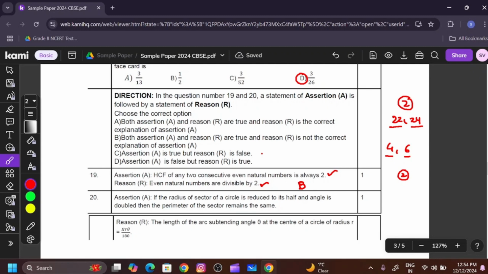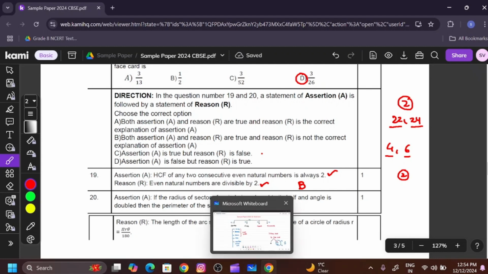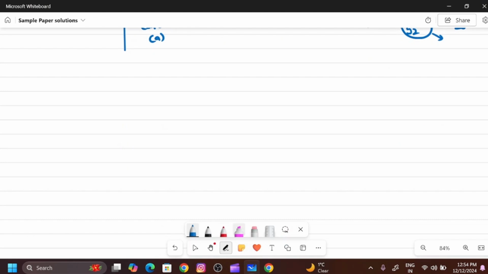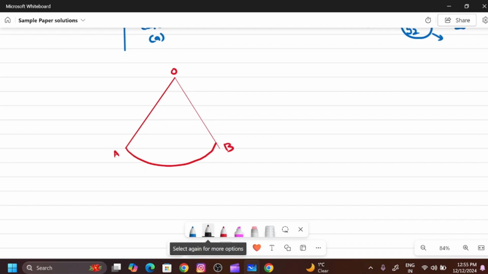If the radius of a sector of a circle is reduced to its half and the angle is doubled, then the perimeter of the sector remains the same. Let's see what the perimeter is. Take a sector OAB with radius R and angle theta. What will be its perimeter? We know perimeter is the length of all the boundaries, so the perimeter is OA plus OB plus the length of the arc AB.